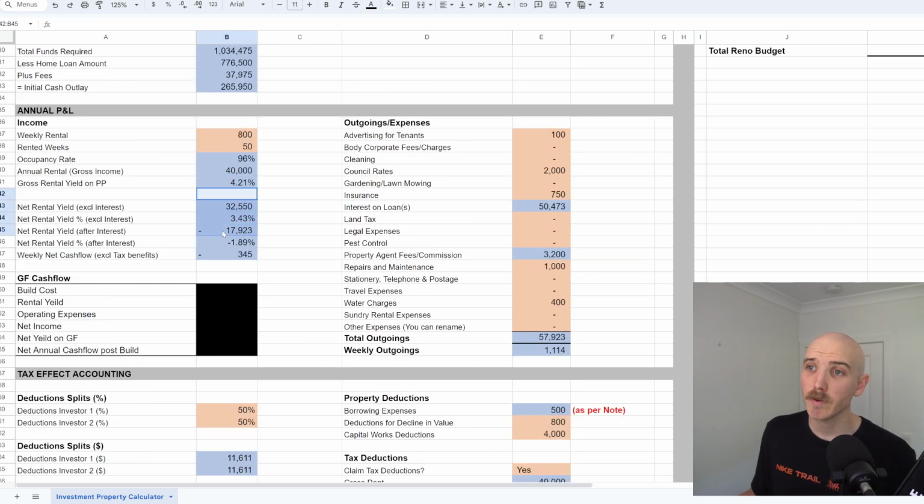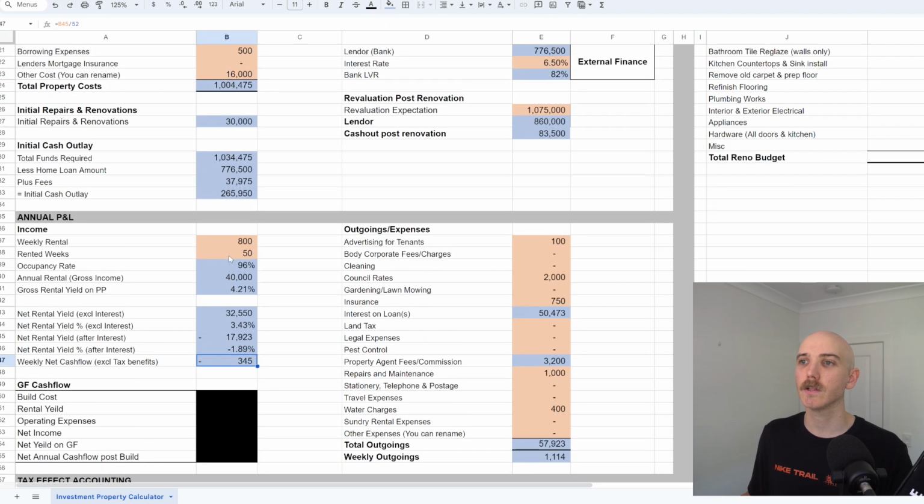Now, to jump back to where we were before around the net yields and the net income, you can see here the net yield excluding interest on this property is 3.43% or $32,000 a year. And when you take into account all income and all expenses, it's minus $17,000 a year before depreciation and tax benefits, which is minus 1.89% a year or minus $345 per week. So essentially before tax benefits and before depreciation, this property with these numbers, buying for $950,000, renting for $800 per week will cost you roughly $345 per week to hold.